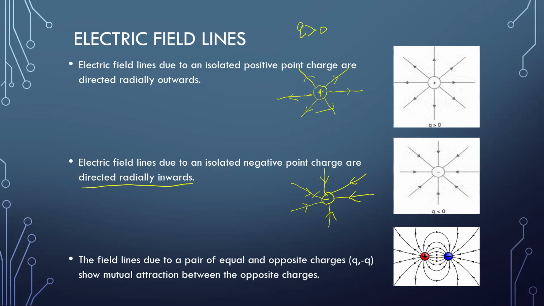The field lines which have been shown over here are showing mutual attraction between the opposite charges. So you must know how to draw this. You must learn this particular diagram because it comes in the exam. This is positive, this is negative. The field lines are starting from the positive charge, ending at the negative charge.